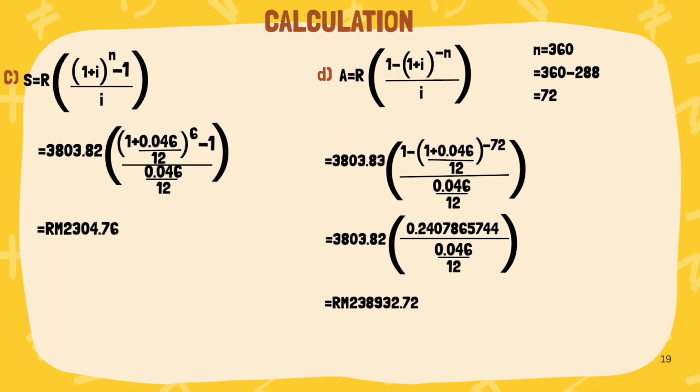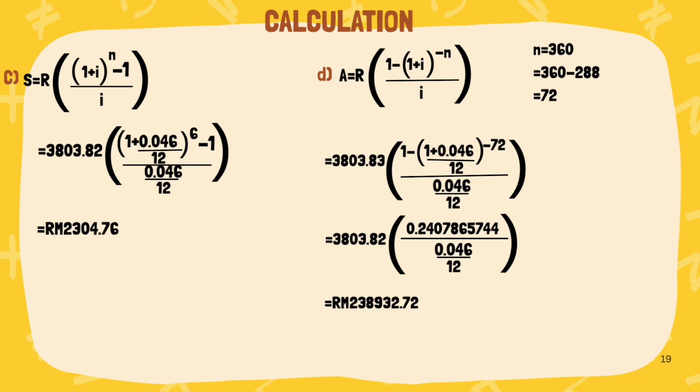Now, I will continue by explaining question 4, part C. In this question, we are required to find the future value of an annuity. The formula used is S equals R in bracket 1 plus I in bracket N minus 1 over I, where R is the monthly payment, I is the monthly interest rate, and N is the number of payments. First, the annual interest rate of 4.6% is converted into a monthly rate by dividing it by 12.